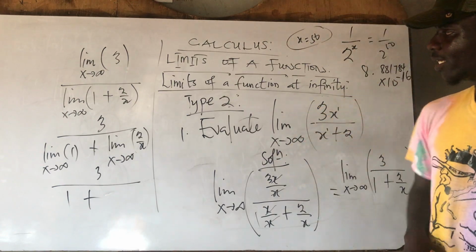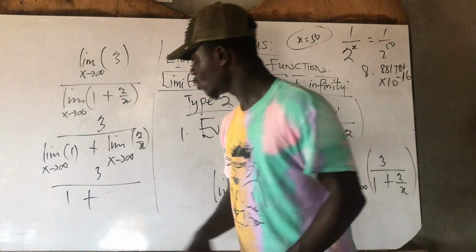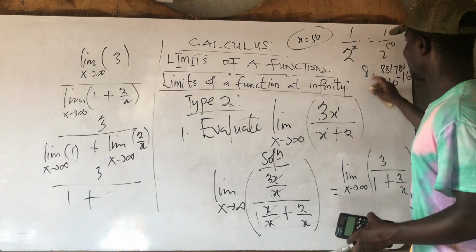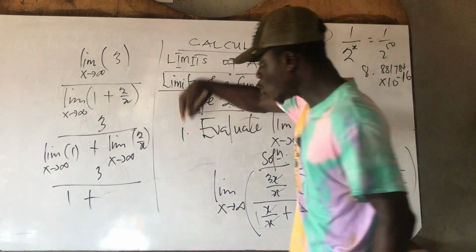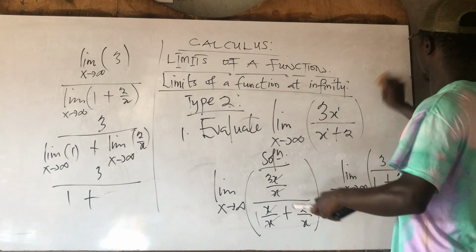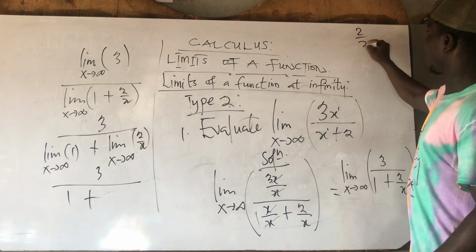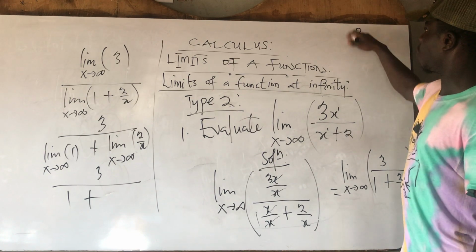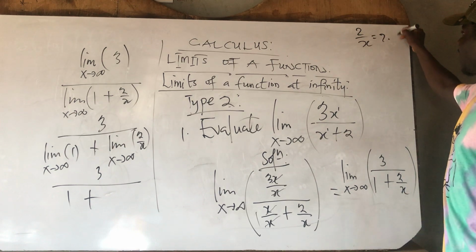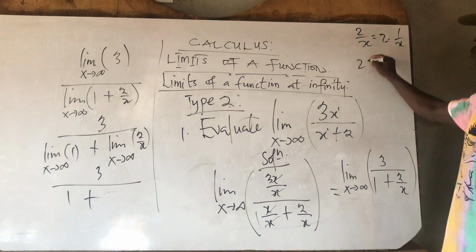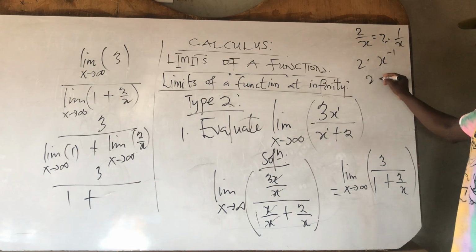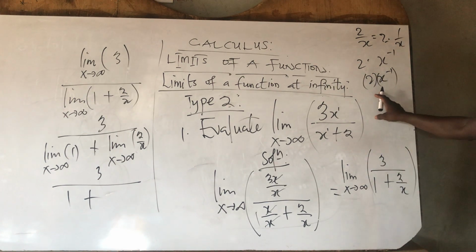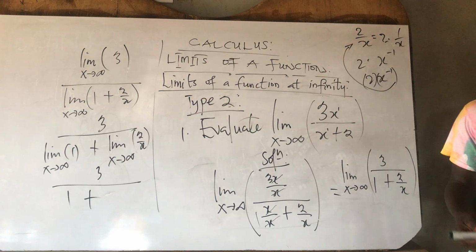So now let's see. The limit as x approaches infinity of 2 on x. This time it's not 2 to the exponent x, it's 2 on x. If you have 2 on x, we can write it as 2 times 1 on x, which is the same thing as 2 times x to the power negative 1, which is the same thing as 2x to the power negative 1. We can write it like this. It's the same thing.